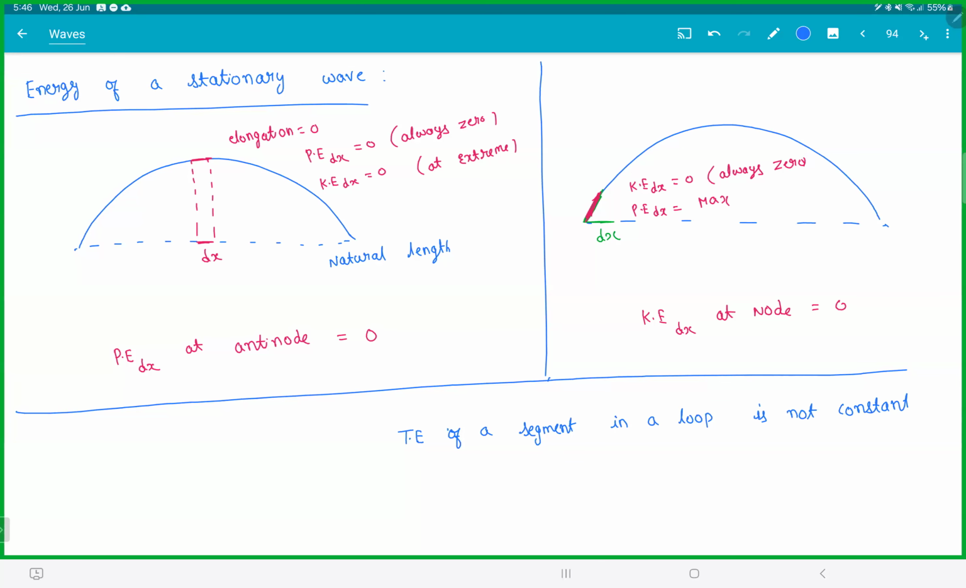Just like, remember, if you put a dipole inside a Gaussian surface, what is the total flux? Zero, because total charge is zero. But what is the flux at every segment? It can be zero, positive, negative. It can be anything. Remember that? So that way, flux at a point and flux on the whole surface is completely different. Same way, energy of a loop and energy of a segment is different. Is this page clear, everyone?